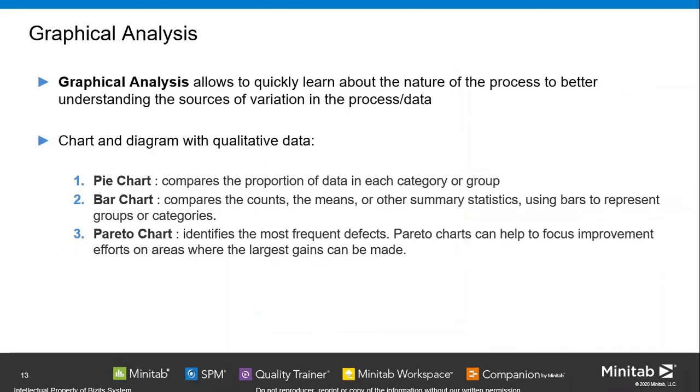Okay, and then we want to start our analysis with the graphical analysis. Graphical analysis allows us to quickly learn about the nature of the process and better understand the sources of variation in the process data. Today we want to try charts and diagrams with qualitative data: the pie chart, bar chart, and then Pareto chart. Maybe the Pareto chart is quite new for those not involved in the quality side, but today I want to show the pie chart, bar chart, and Pareto chart inside the graphical analysis.